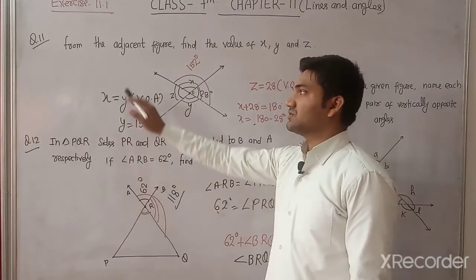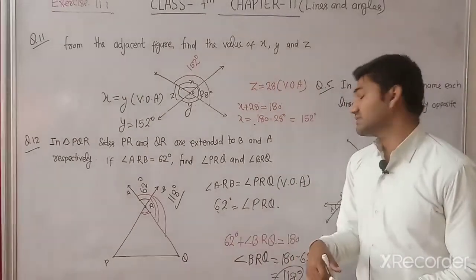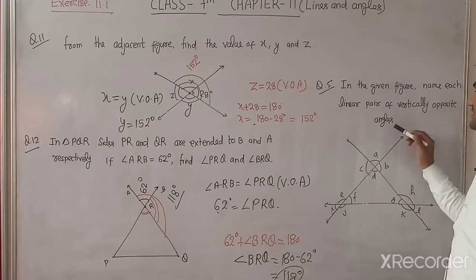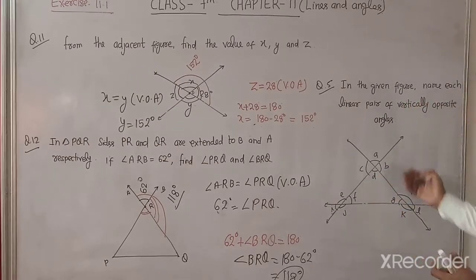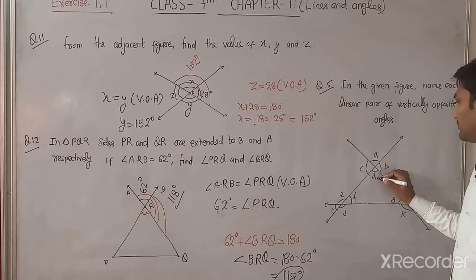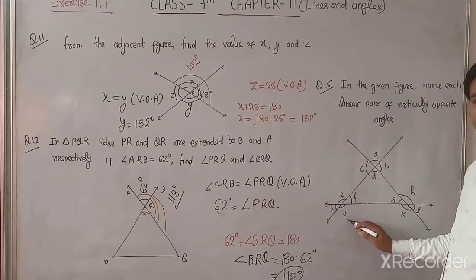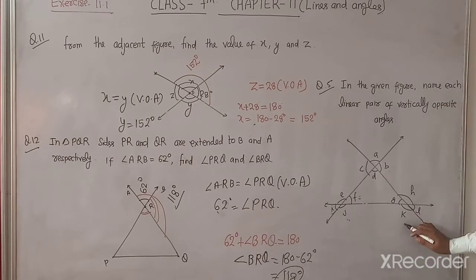Now we have completed question number 11 and question number 12. Now one more question is given. Question number 5: in the given figure, name each linear pair and vertically opposite angles. Many angles are formed. A and D are vertically opposite angles, B and C are vertically opposite angles, E and J, I and F, H and K, and G and L are vertically opposite angles. And also find the linear pairs.